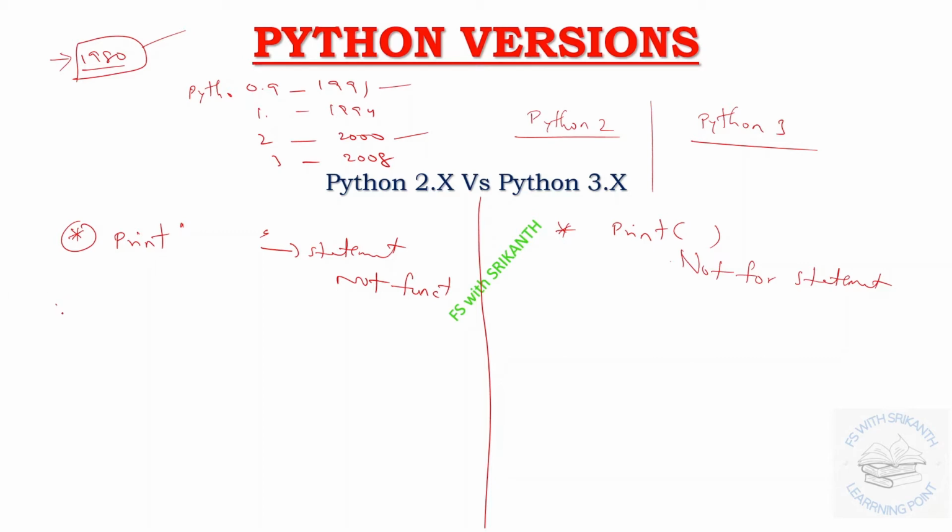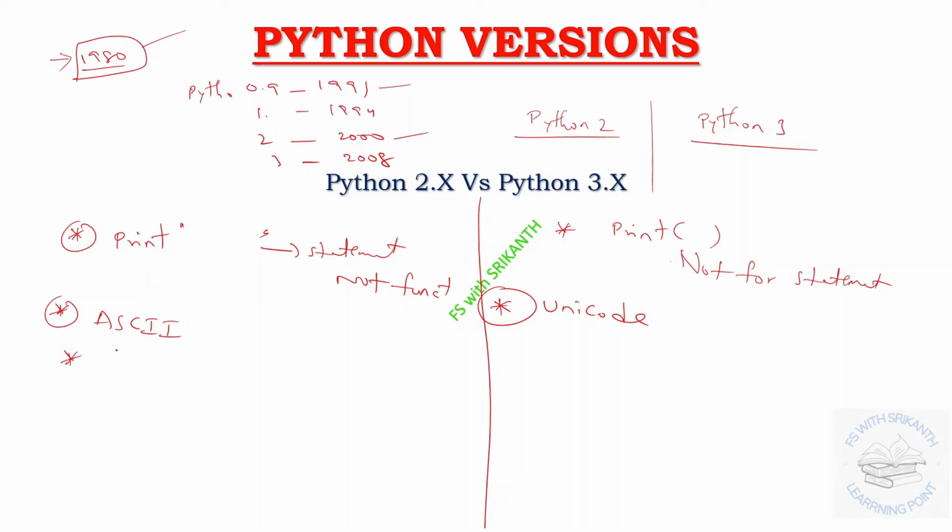Python 2 follows ASCII, and Python 3 follows Unicode. So we can store strings in ASCII format and Unicode format. The Unicode and ASCII formats are different.